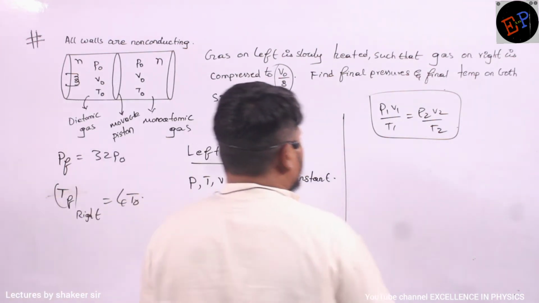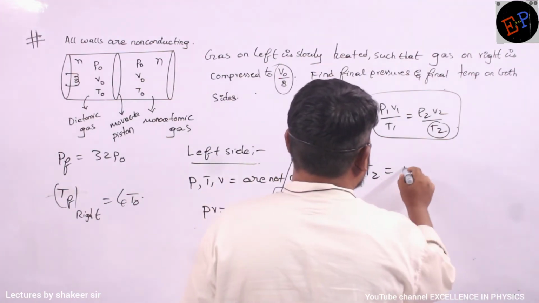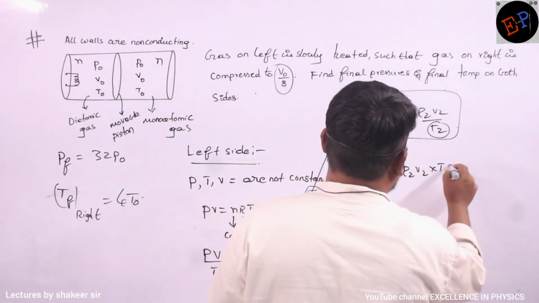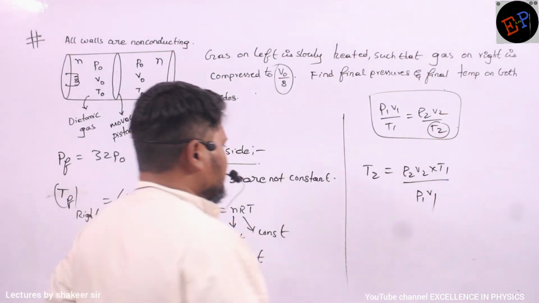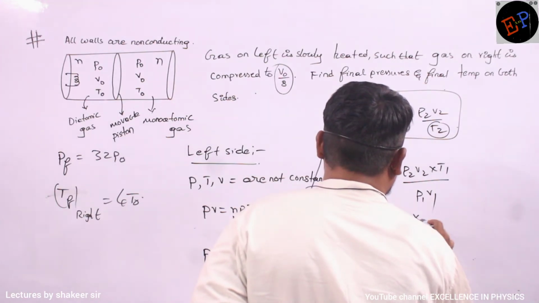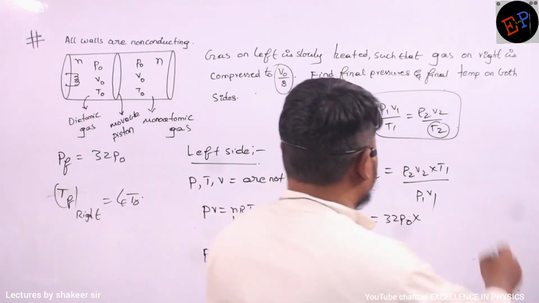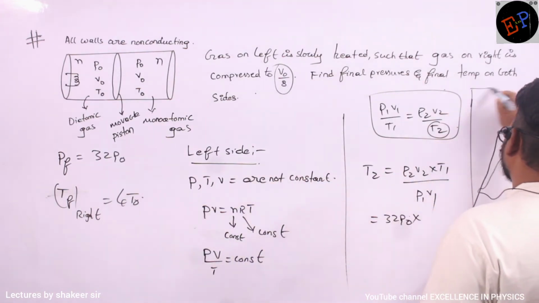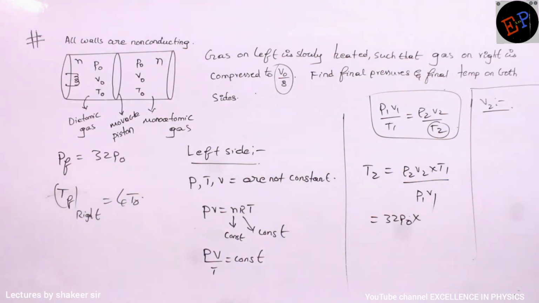Now what am I supposed to calculate? T2 only. So T2 equals P2 V2 multiplied by T1 divided by P1 V1. Substitute all the values. Final pressure is 32 P naught. And final volume is how much? This is very important. V2 is how much?